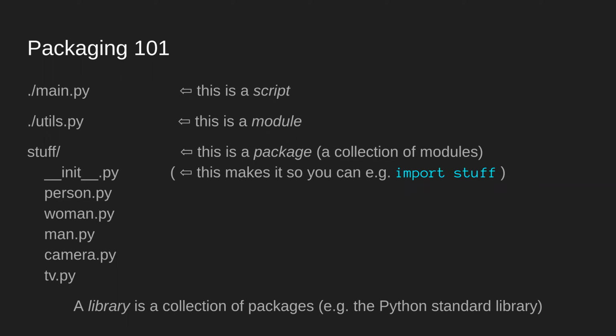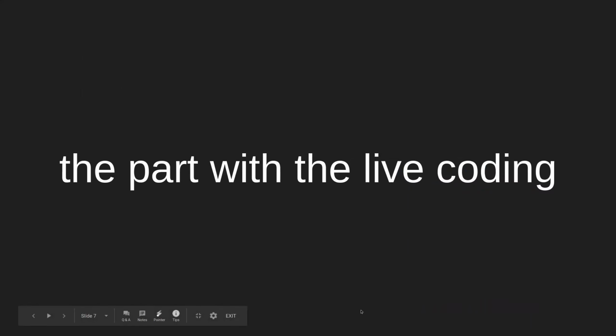And then a library is the next step up. It's just a collection of packages, e.g. the Python standard library. And packages can contain other packages, or sub-packages. So at what point does a package become a library? I don't know, but I think it's fairly okay to use package and library interchangeably, as long as it's a big enough package, I guess. But yeah, I just wanted to talk about some terminology before we go into it.